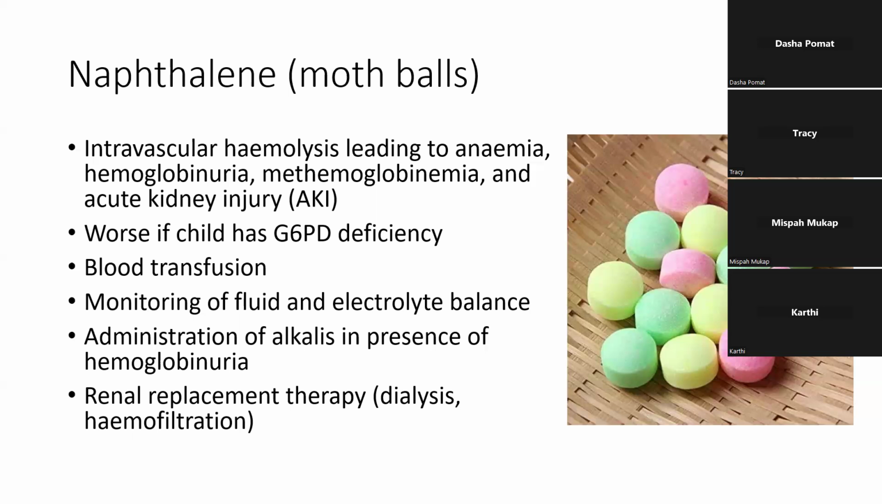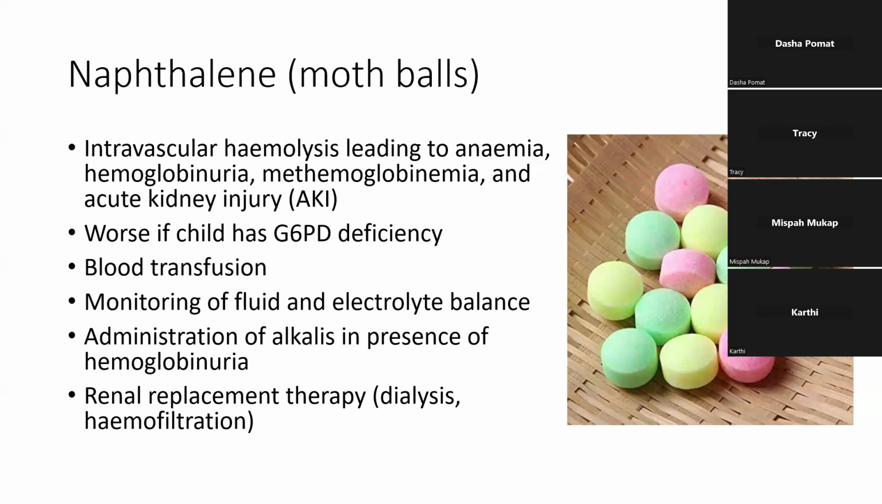It can lead to anemia from haemolysis, more commonly if a child's G6PD deficient, just like with primaquine, for example. But any child can get naphthalene-induced hemolytic anemia, and also methemoglobinemia and acute kidney injury. So children can have kidney failure from naphthalene ingestion.